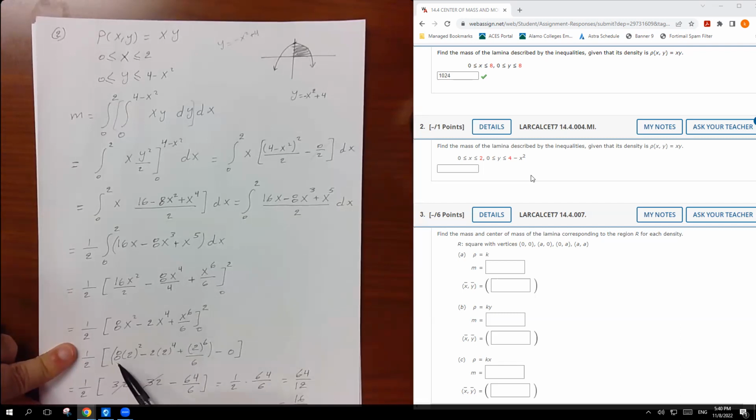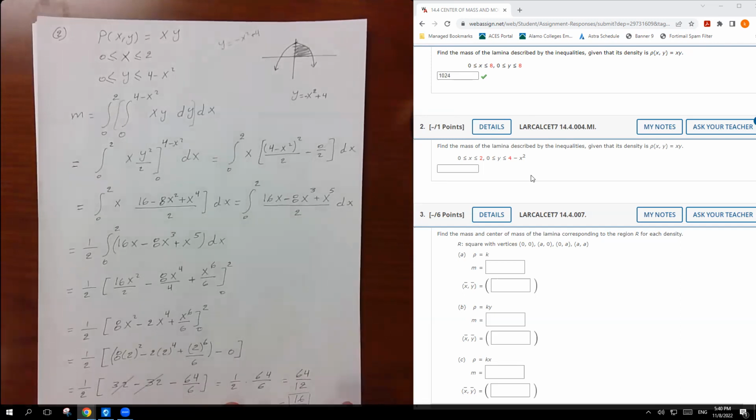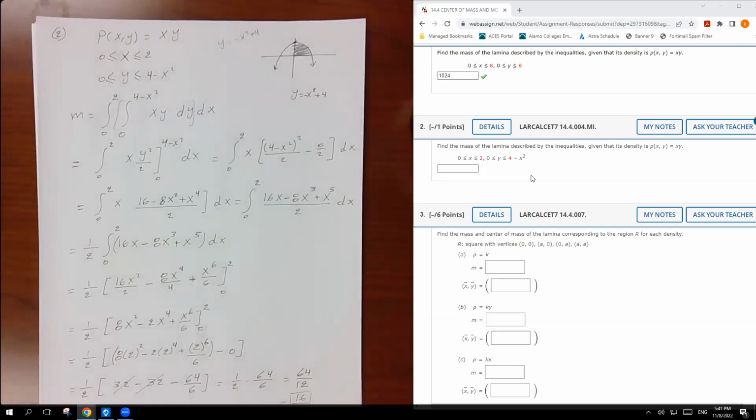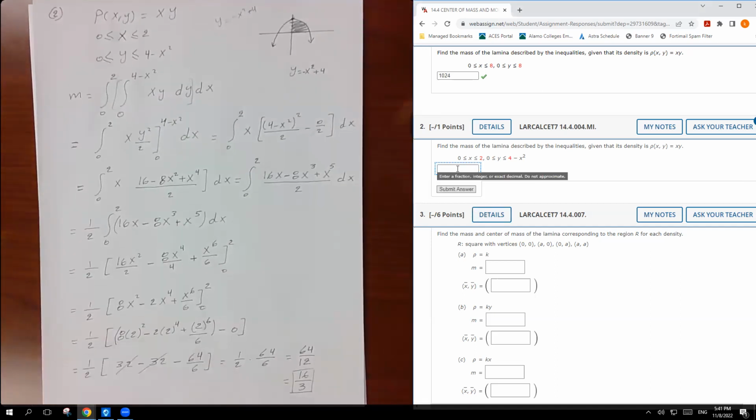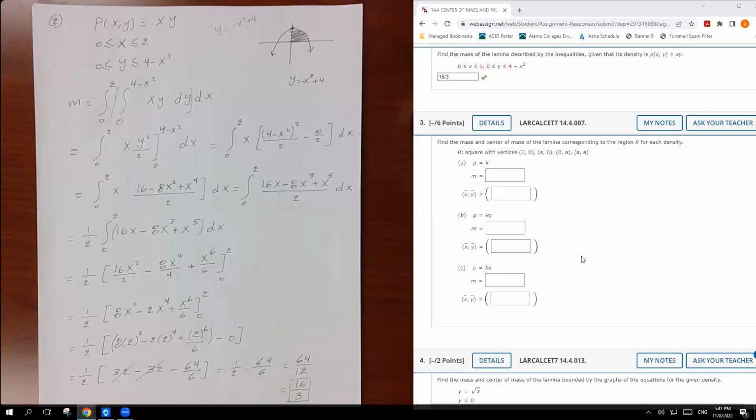Plug in the 2: it's going to be 8 times 4, 32. 2 times 16, 32. And 2 to the power 6 is going to be 64 over 6. So it's going to be half, because these cancel. Half times 64 over 6, 64 over 12, which is 16 over 3. So that's our solution, 16 over 3. So we're going to plug in here 16 divided by 3. That's it for this example.